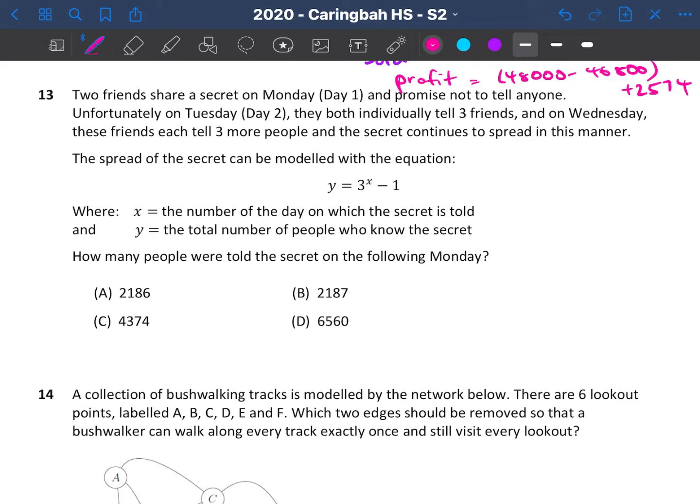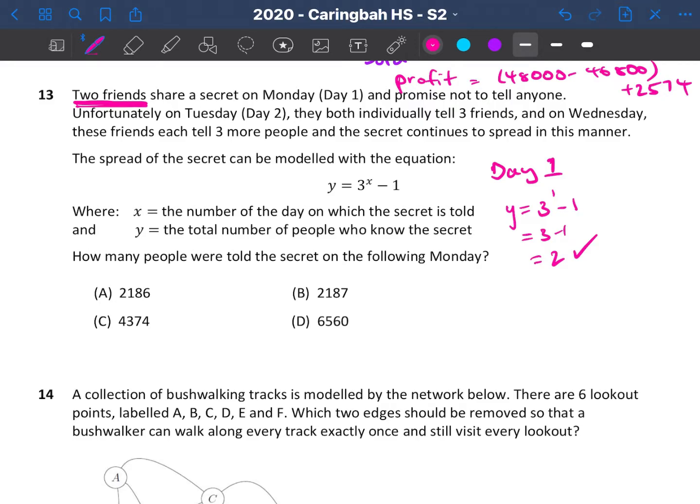Well, let's just test this out, okay? For day 1, 2 friends were sharing a secret, right? Let's sub that in. Y is equal to 3 to the power of 1 minus 1, which is 3 minus 1, which is 2. Cool, so that equation does work. Anyway, we could test it for day 2 but let's just leave it at that for now.